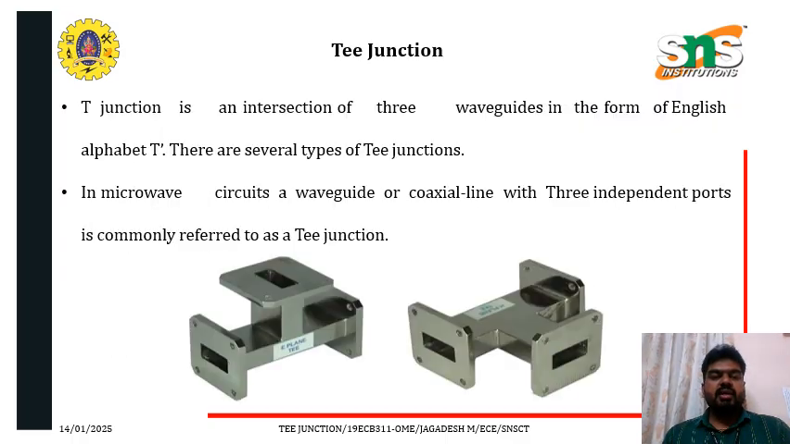So a T-junction is an intersection of three waveguides in the form of the English alphabet T. There are several types of T-junctions. In a microwave circuit, a waveguide or a coaxial line with three independent ports is commonly referred to as a T-junction. Here we can see a T-junction with three intersections. This is one port and this is another port, and in the top view we can see another port. So this forms a T-shaped junction that is called a T-junction.